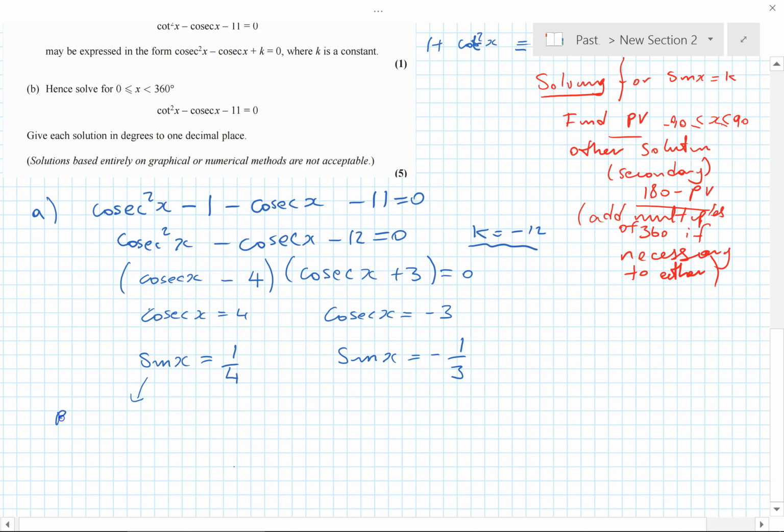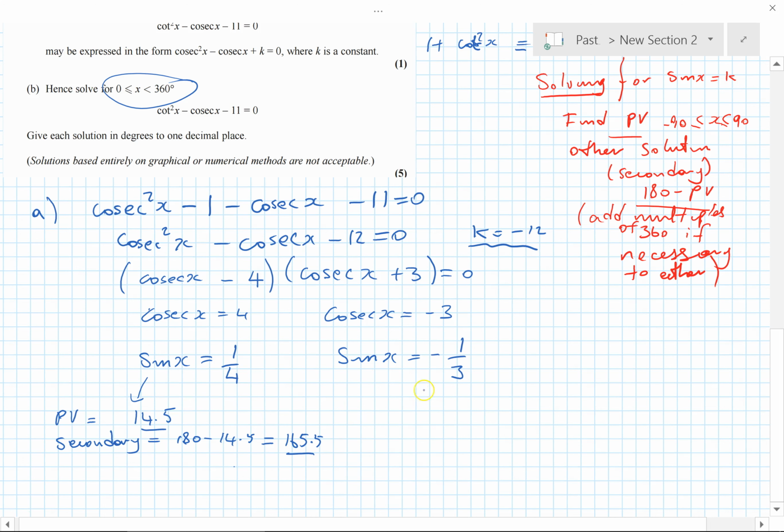So we find a principal value, which is inverse sine of 1/4, which gives me 14.5. The secondary solution is 180 minus 14.5, which is equal to 165.5. Okay, done, because we're within the range 0 to 360. If I add 360 to either of these, I'm going to go out of the range. So that's done for that one.